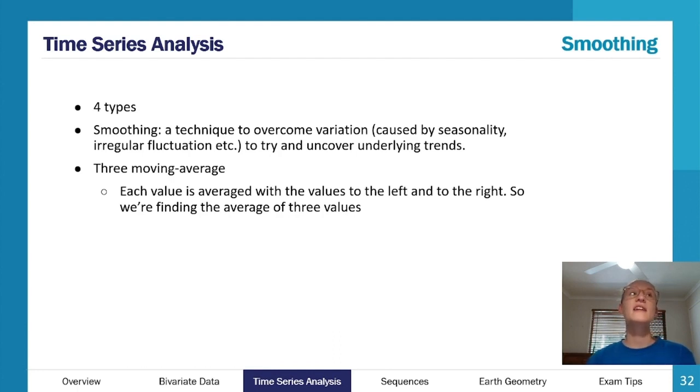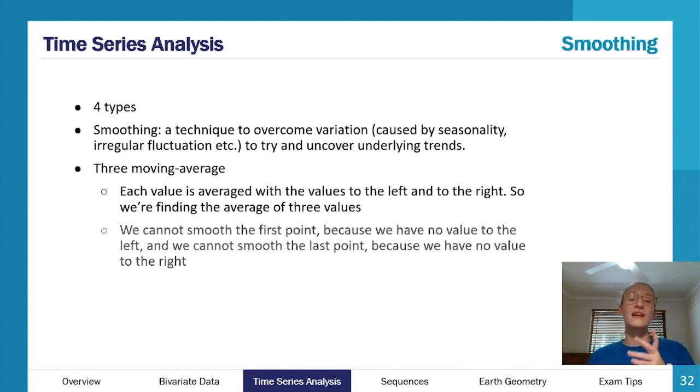But the idea of the name behind them as well, how they get the name, which will remind you how to apply the formula, is actually how many points that we're using to smooth each point. So to illustrate that a bit further, in the 3-moving average or the 3-moving mean, which is a type of smoothing, what we do is we take each value or each data point and we average it with the point to the left and the point to the right. So we're finding the average of 3 values.